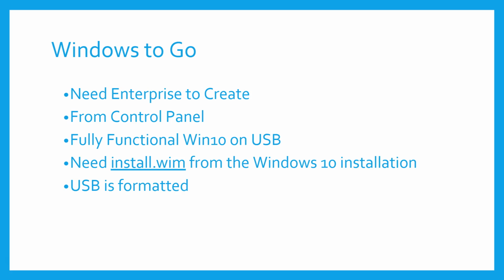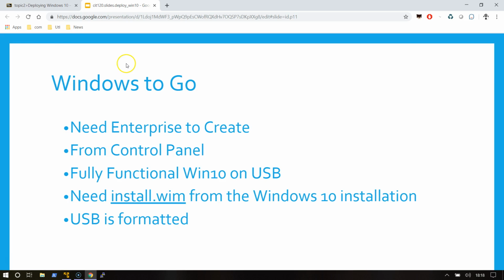All right, you're going to need to use the installed WIM from the Windows 10 installation, and of course the USB is formatted. You're going to lose all data on the USB. So that takes care of those issues.